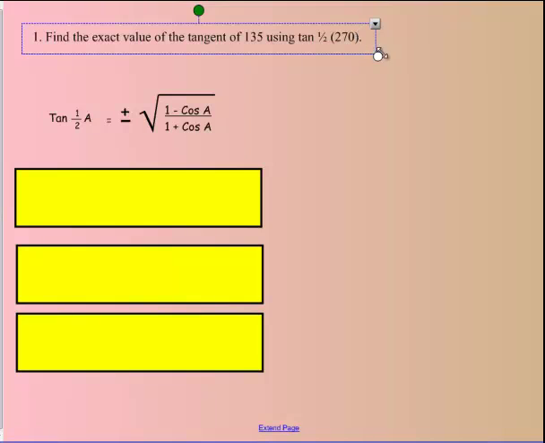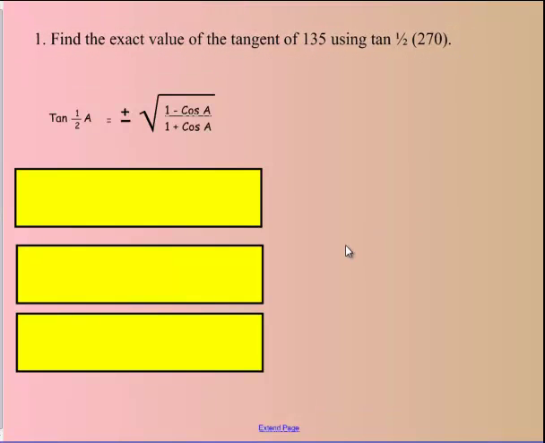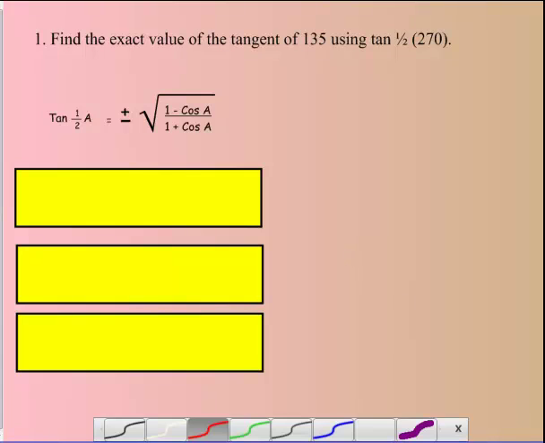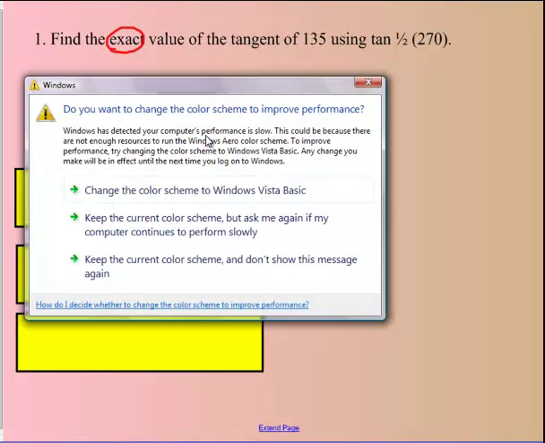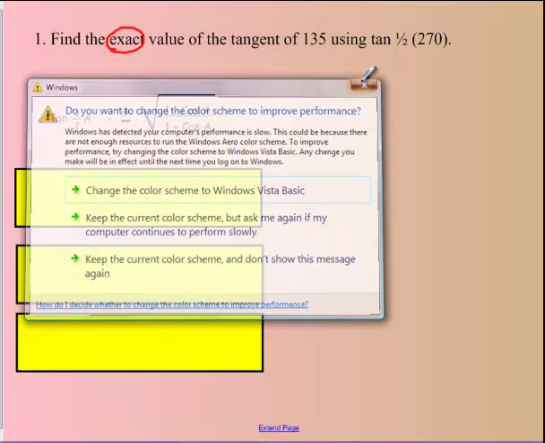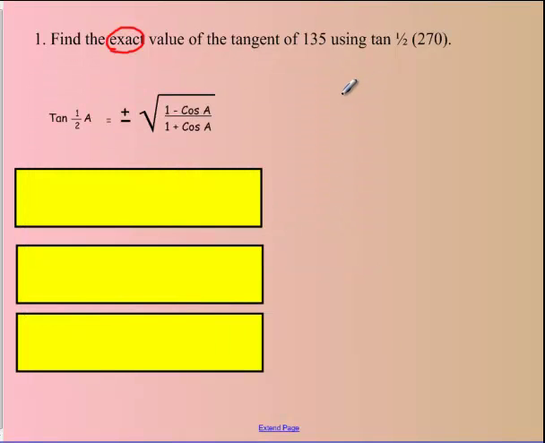All right, here's our first question that we'll be asked to work with. Find the exact value of the tangent of 135, but they want us to use tangent 1/2 of 270. First word that should pop out is exact value. That means no decimals that run on forever and ever. It's going to have some kind of radical probably involved. All right, so since they want me to use the tangent 1/2 formula, it's the first thing I'm going to write down. I'm going to write down the formula.